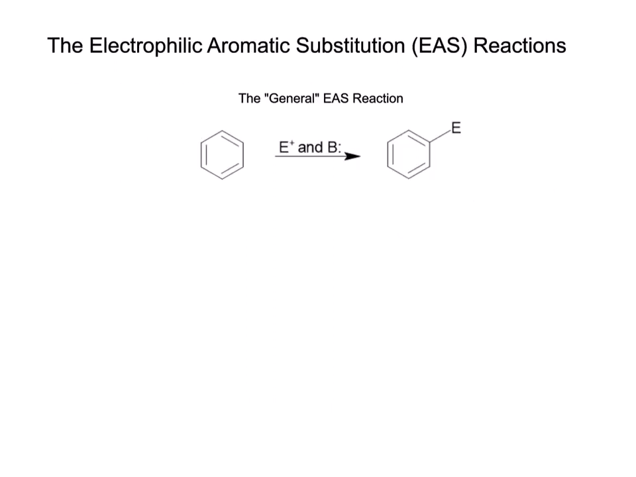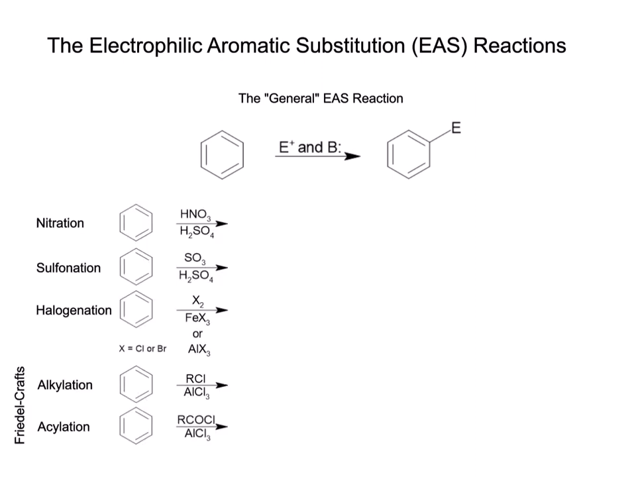Now that we know why a benzene ring can be an attacking group, let's talk about electrophilic aromatic substitution reactions. On your screen, you can see a depiction of the general EAS reaction. We have a benzene ring, and we have some electrophile and some base, and you can see that electrophile gets added onto the ring, and we retain the aromaticity of the ring. Now, in particular, there are several different EAS reactions that you'll typically learn in organic chemistry, and I've shown what all of those look like on the left.